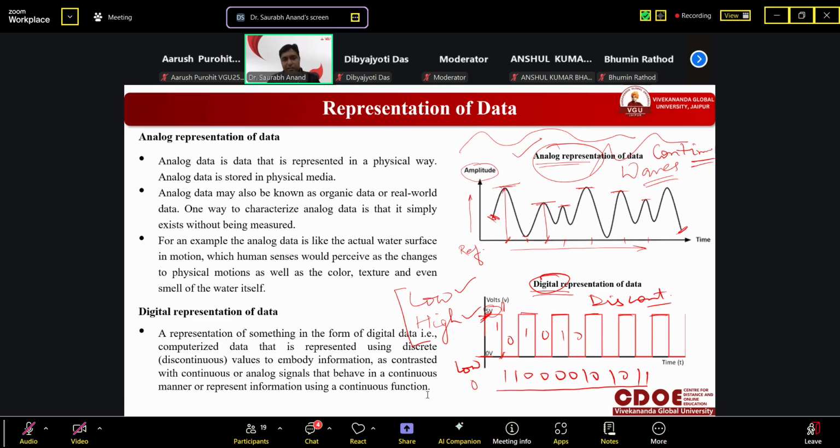Any doubt in representation of analog and digital? Yes, Meena, it is binary. Any doubt to any one of you? Okay, thank you.